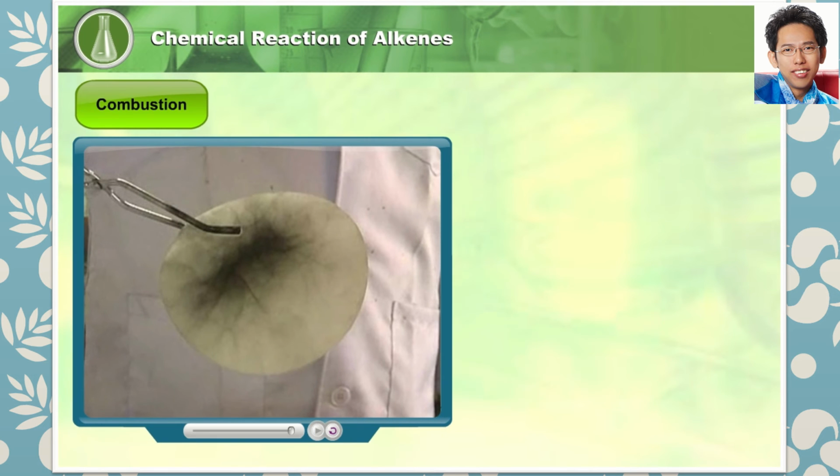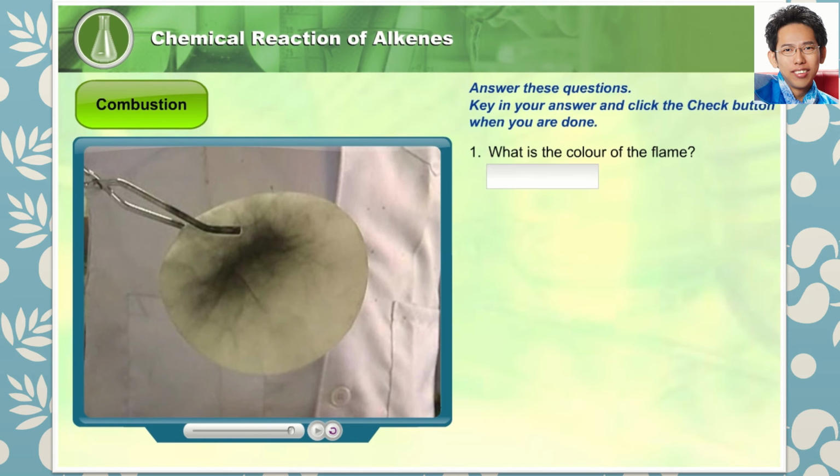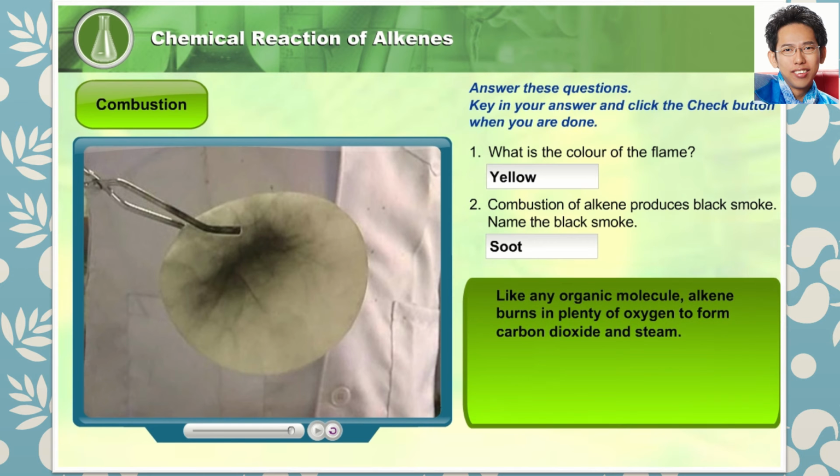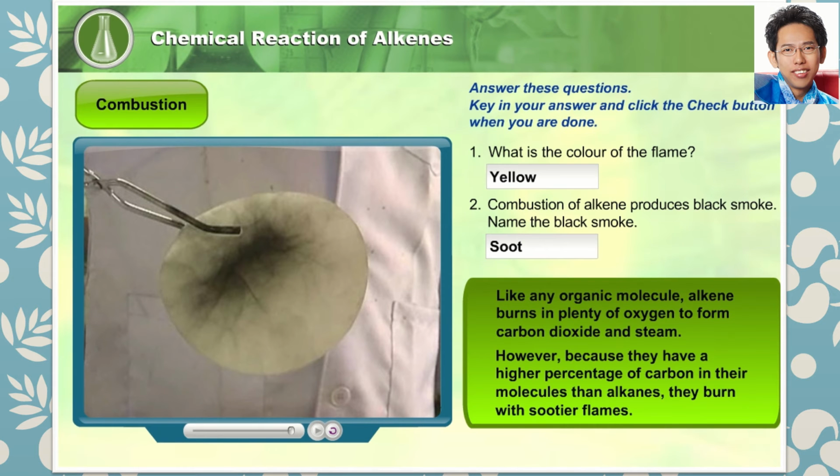Based on the activity shown in the video clip, answer these questions. Key in your answer and click the check button when you are done. Like any organic molecule, alkene burns in plenty of oxygen to form carbon dioxide and steam. However, because they have a higher percentage of carbon in their molecules than alkanes, they burn with sootier flames.